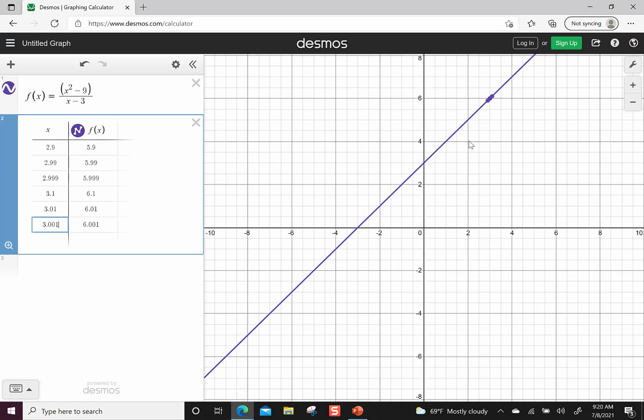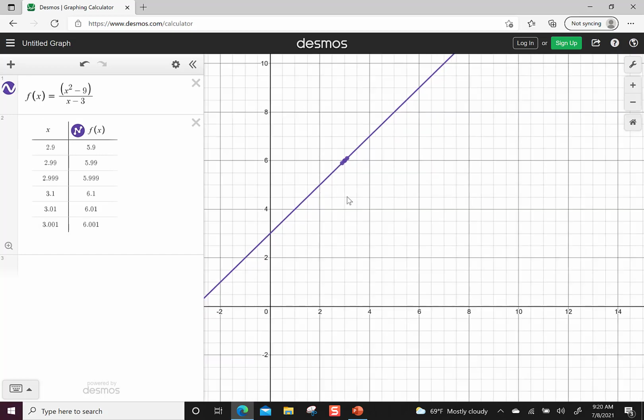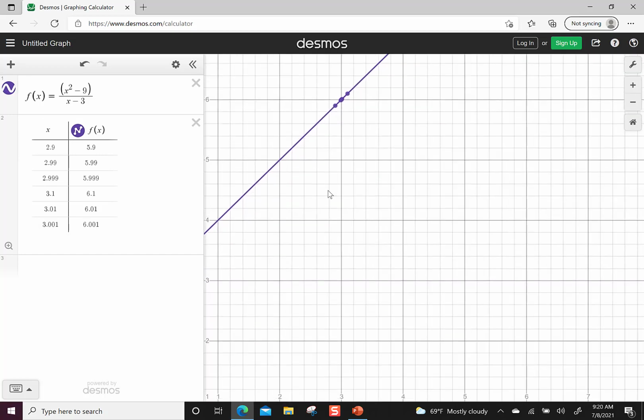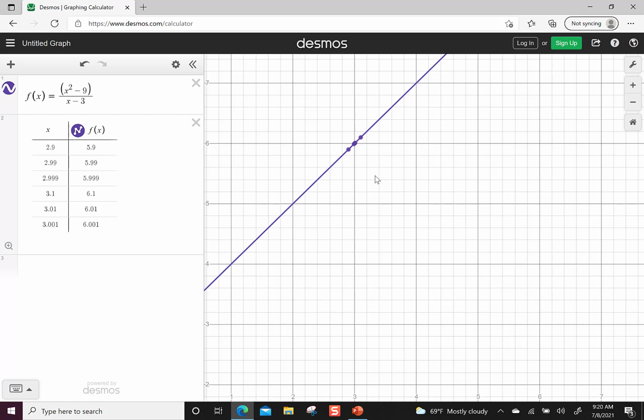You can see if you come over to the graph, and let's scroll in a little, I have this cluster of points on my graph, which shows we're getting closer and closer to the value of 3. Let's just put in the chart to see what would happen. I'm going to add one more value and put 3, and see it says undefined, so I can't just put in 3. There is no number that I'm going to get at 3, but I know close to it, I get this value of 6.